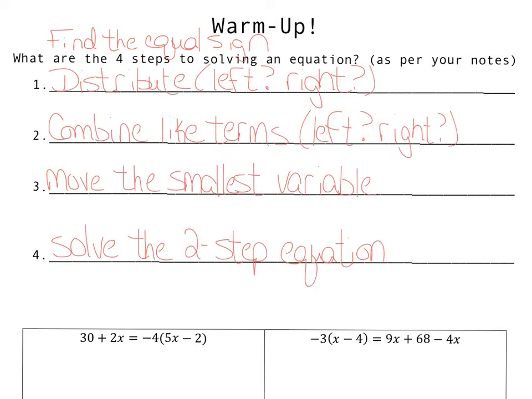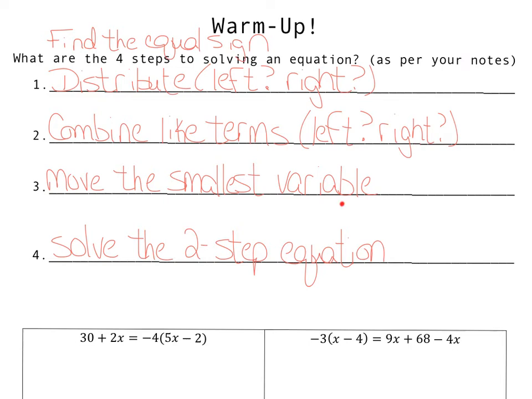Okay, are these the steps you wrote? After we find the equal sign, we said the next thing we need to do is the distributive property. We need to distribute on the left side of the equal sign. We need to see if we need to distribute on the right side of the equal sign. After that, we combine like terms, and we can only do this one side at a time. So we combine any like terms on the left side of the equal sign. We combine any like terms on the right side of the equal sign.